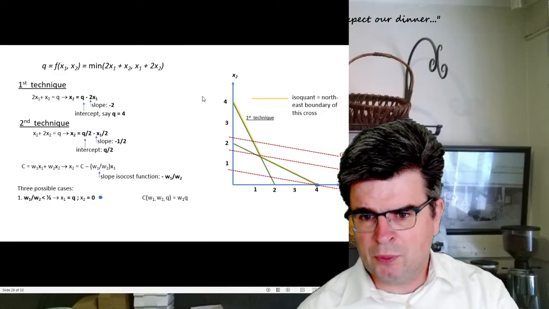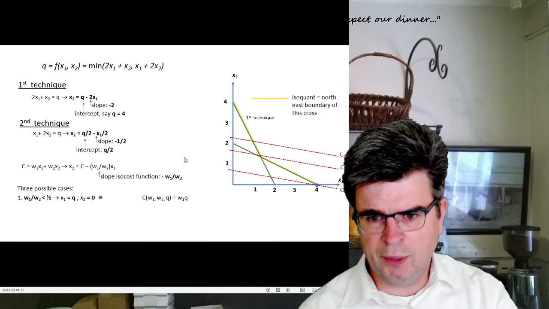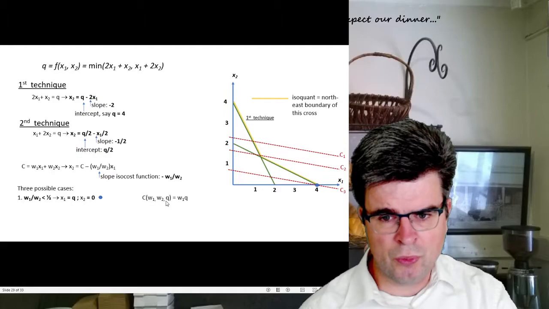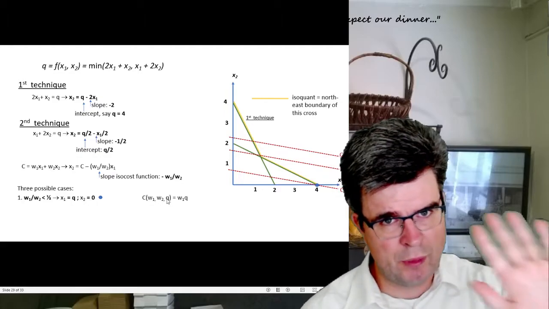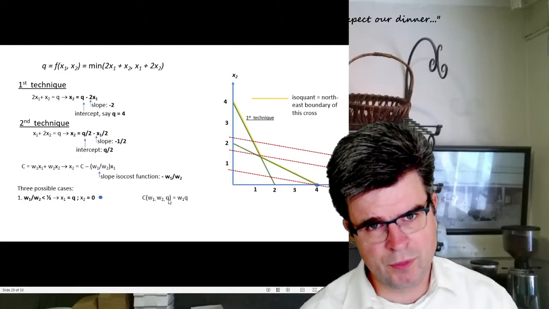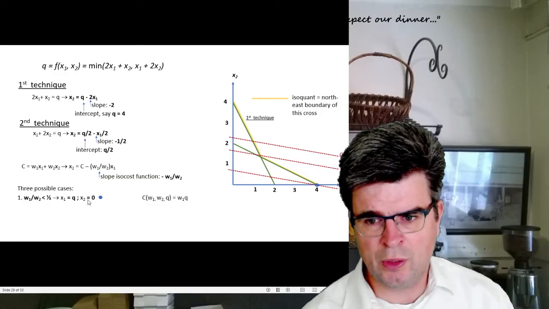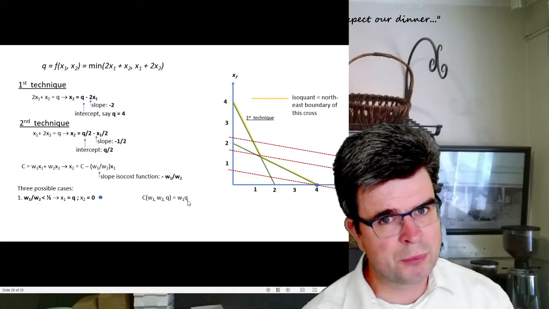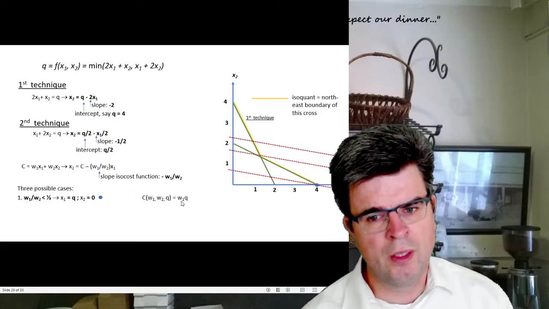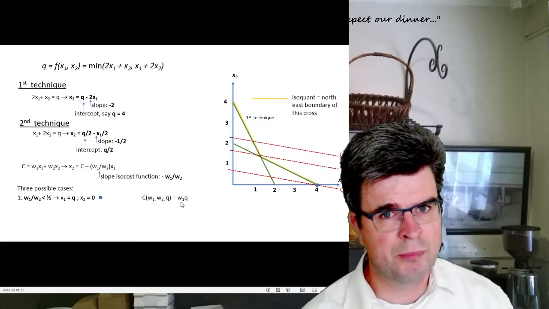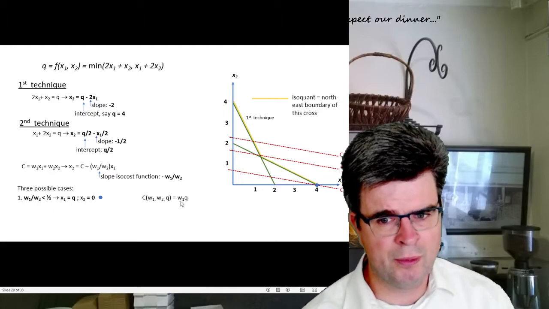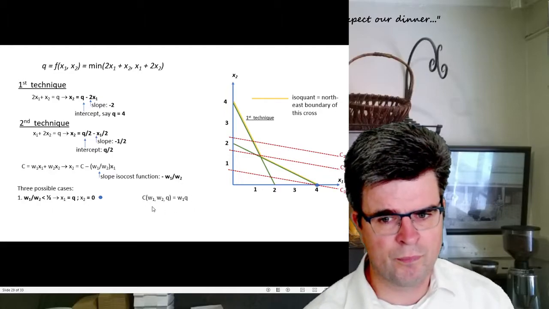Then there's another possible case. So this is case 1. In this case, in our total cost function, we don't use production factor x2. It's 0, so no cost for that. Our total cost is only determined by the number of units of x1 that we use, which is equal to Q, times the cost of this production factor, which is equal to w1. So this is our total cost function.